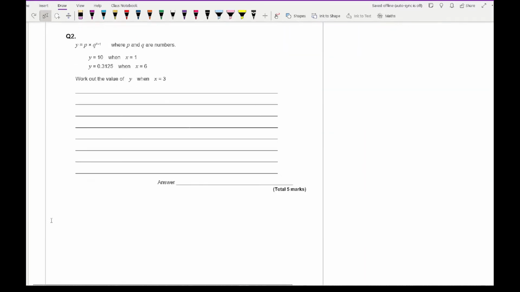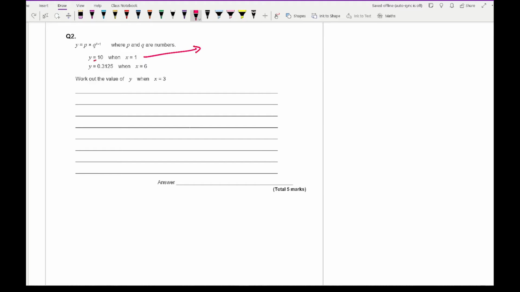Then moving on to question 2, it says y equals p times q to the power of x minus 1, where p and q are numbers. y equals 10 when x equals 1, and y equals 0.3125 when x equals 6. Work out the value of y when x equals 3. Now for this, it's just a case of substituting numbers in and knowing the rules of indices.